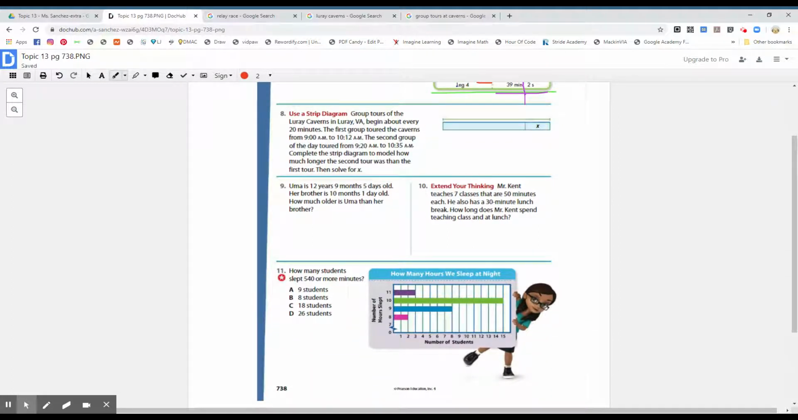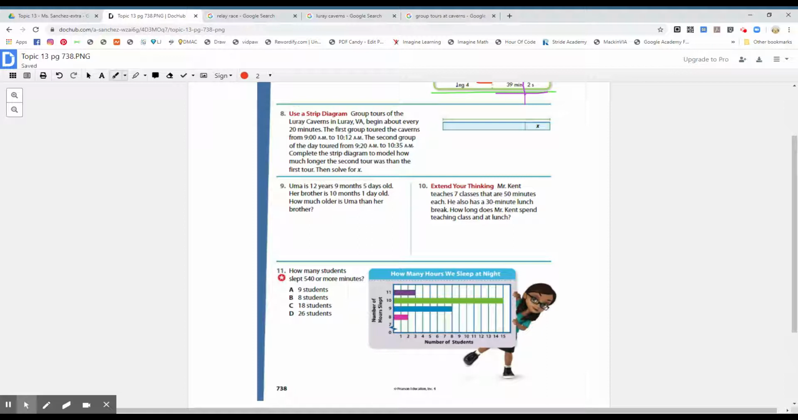All right. Use a strip diagram. Group tours of the Luray Caverns in Luray, Virginia begin about every 20 minutes. The first group toured the caverns from 9 a.m. to 10:12 a.m. The second group of the day toured from 9:20 a.m. to 10:35 a.m. Complete the strip diagram to model how much longer the second tour was than the first tour, then solve for x. All right, boys and girls.